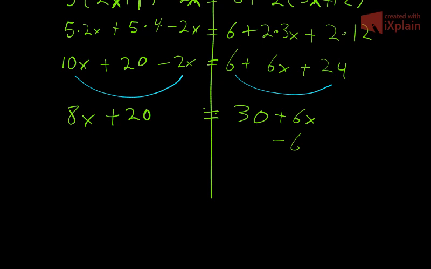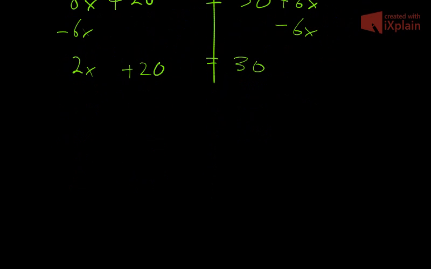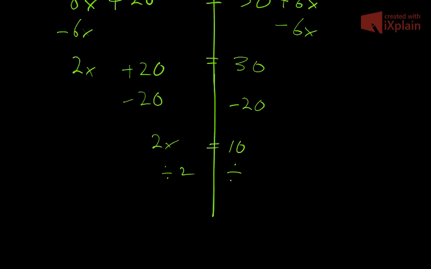So I'm going to subtract 6x from both sides. And I end up with 8 minus 6 is 2x plus 20 equals 30. Now I'm real close to being done. I do my inverse order of operations, subtract 20 from both sides, and I end up with 2x equals 10. And when I divide by 2, I get x equals 5. And that would be my final answer, x equals 5. Just like that, I am good to go.